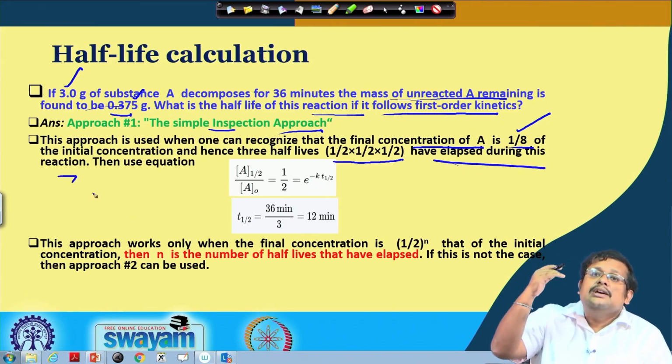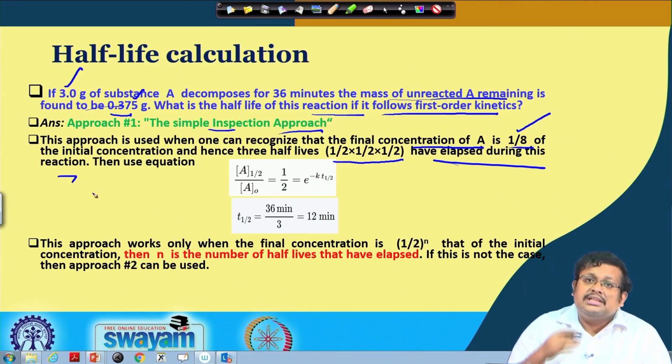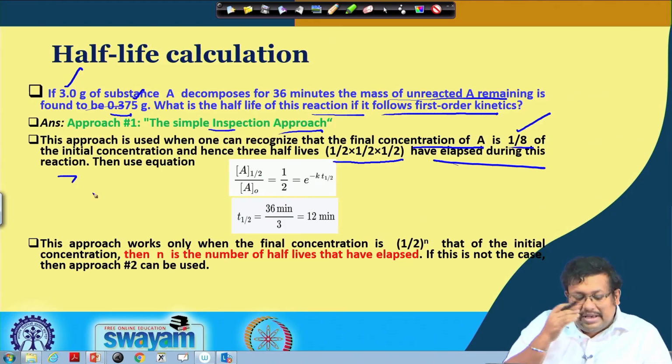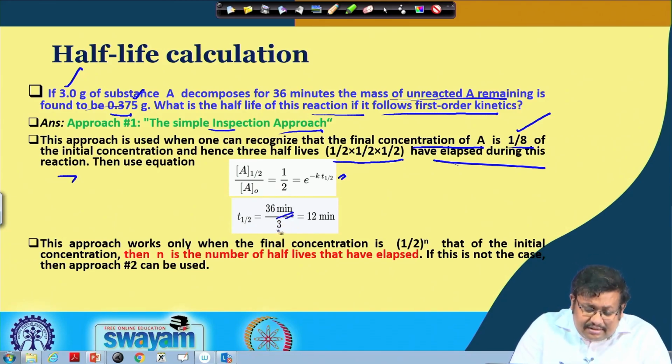So, if you start with some reactant concentration and now you are getting 1/8 of this concentration, that means it went through 3 cycles of half life. We know this equation, it is the equation of half life for the first order reaction. If we simplify this, the 36 minutes it took for undergoing 3 cycles of half life. So, if we divide it by 3, we will get 12 minutes.